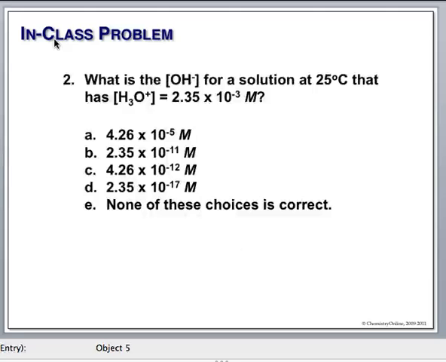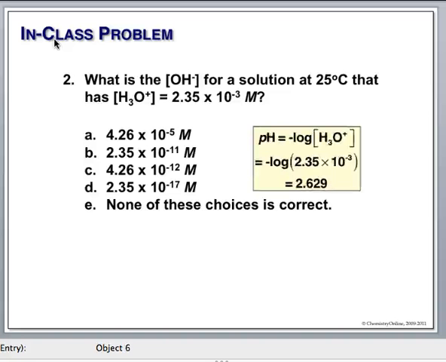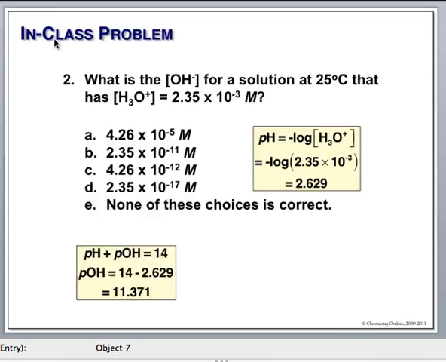If we have hydronium at 2.35 times 10 to the minus 3 molar, is this solution acidic or not? It's acidic. It is greater than 10 to the minus 7, so it is acidic. We know that if we know hydronium, we can calculate hydroxide simply by dividing 10 to the minus 14 by hydronium. We could also do it this way, convert hydronium into a pH value. If we take the pH, we know that pH plus pOH must equal 14. So we simply need to subtract our pH value from 14, and we get 11.31.